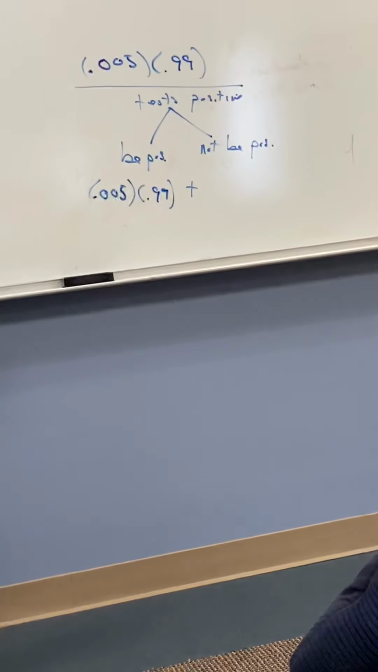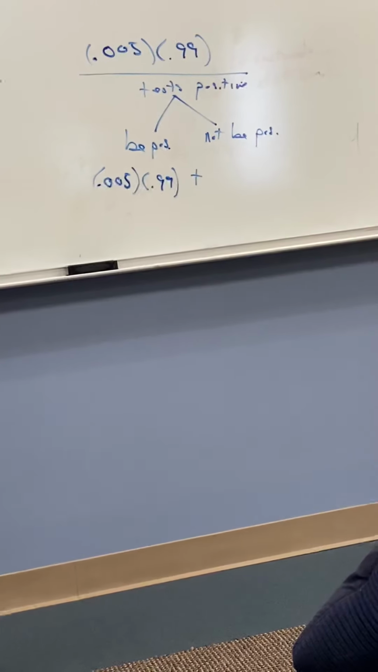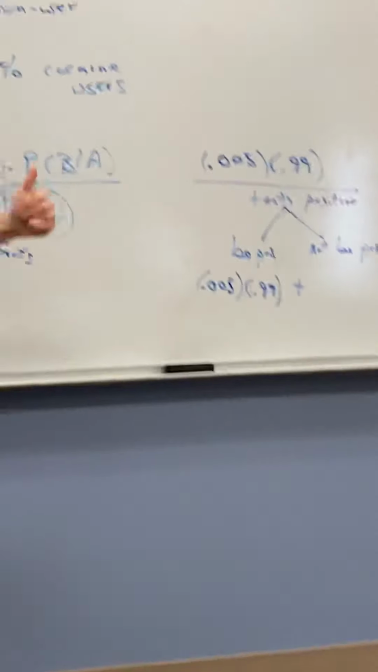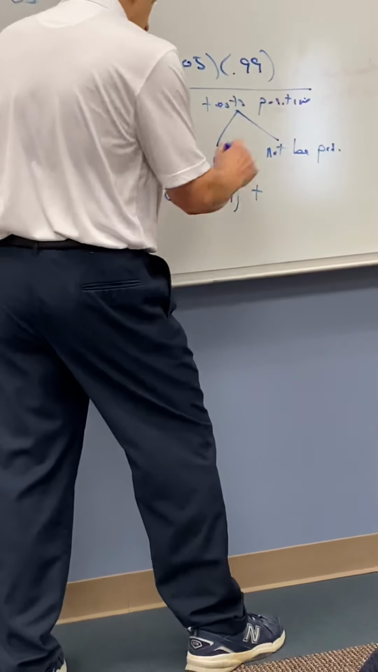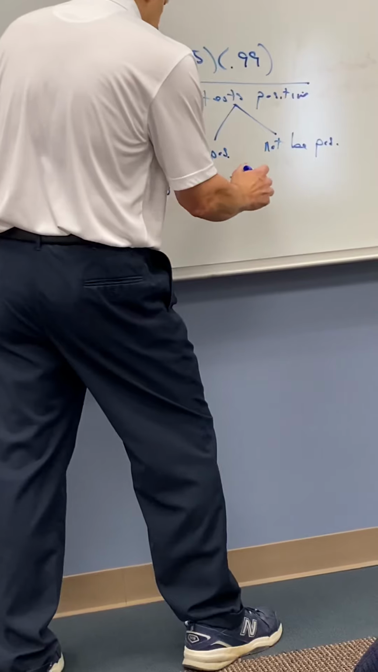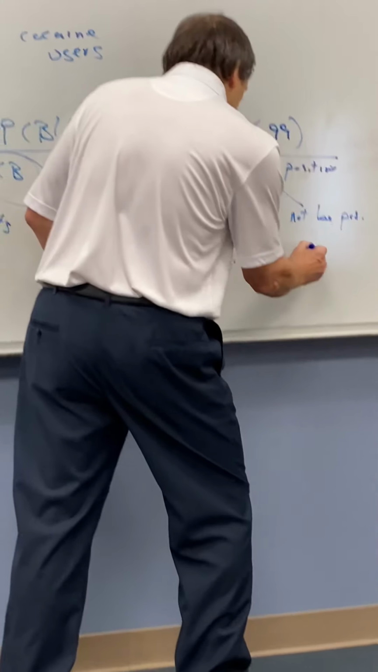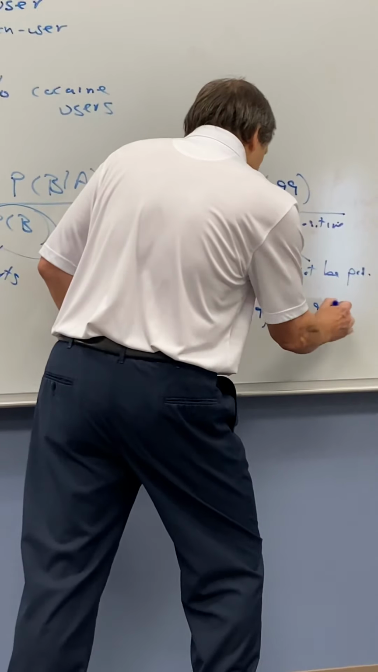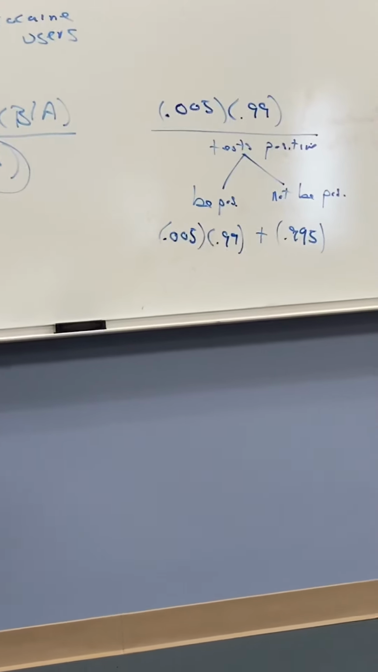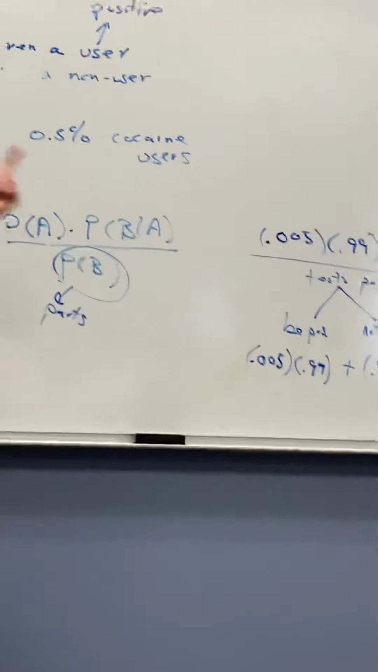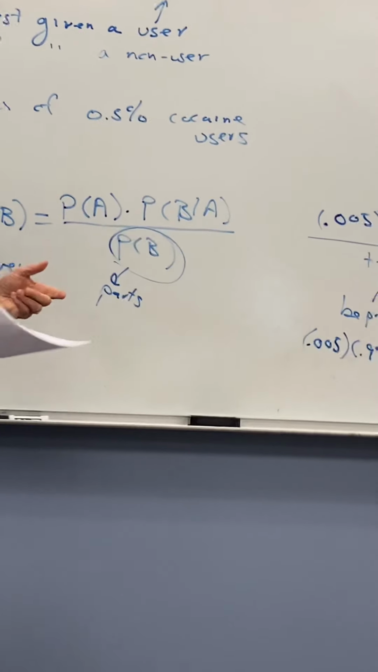The probability of not being positive and testing positive, I'll go over these numbers again, they're a little confusing. The probability of not being positive is 0.995. How do we know that? That's real simple. If 0.005 are users, 1 minus 0.005, which is 0.995, are non-users.